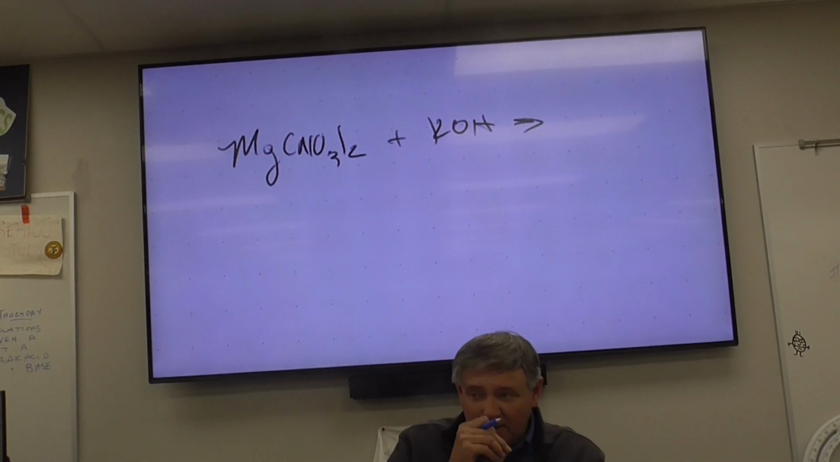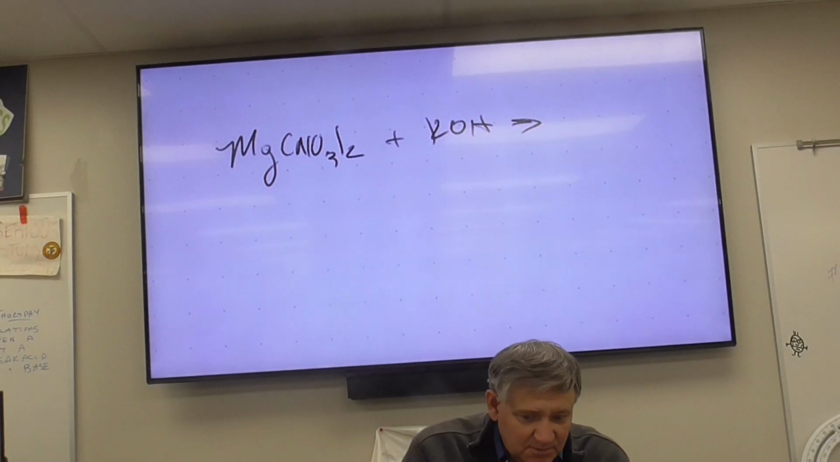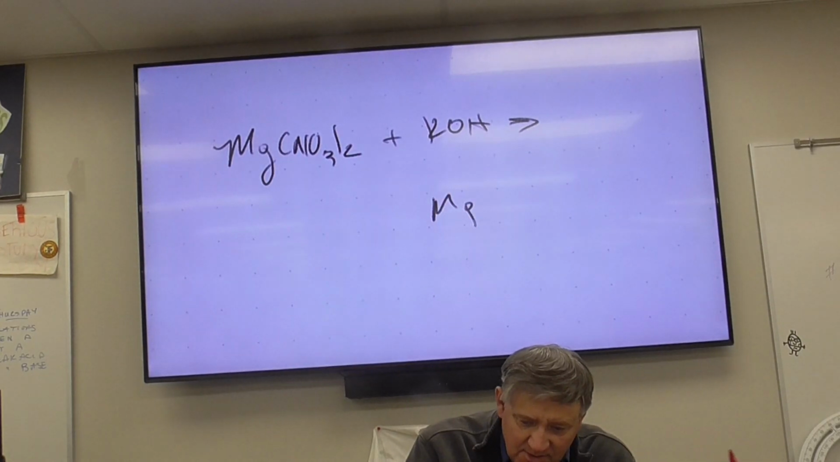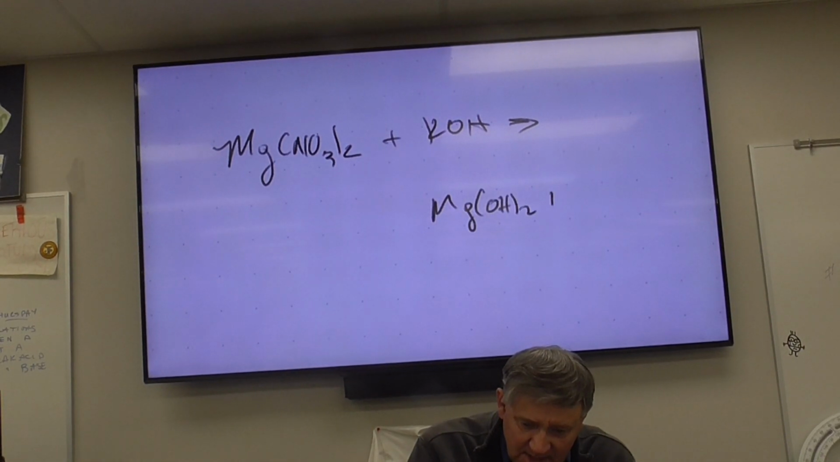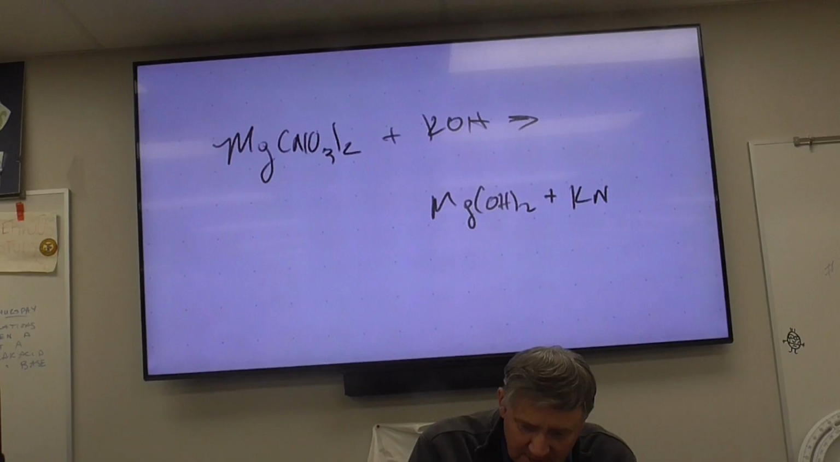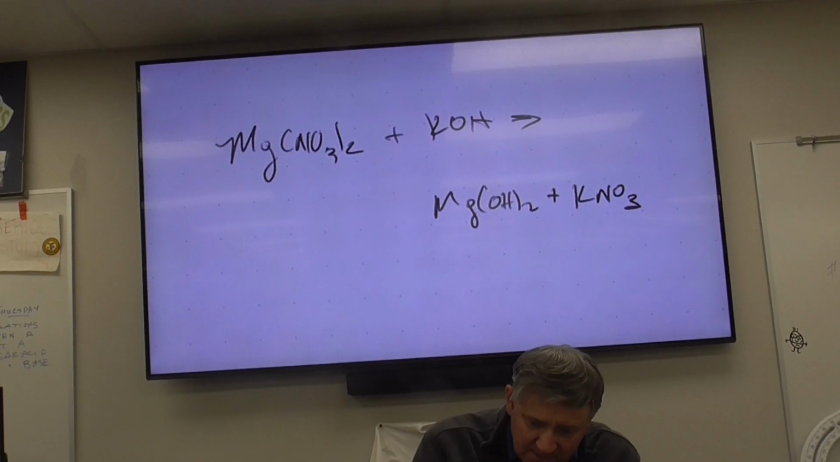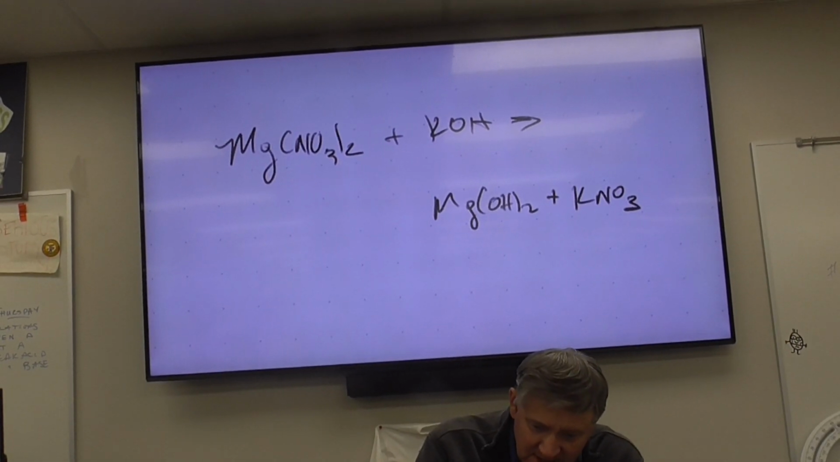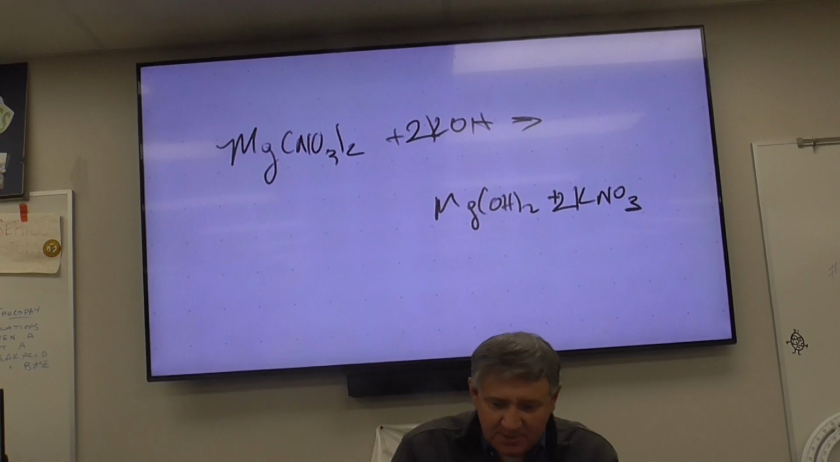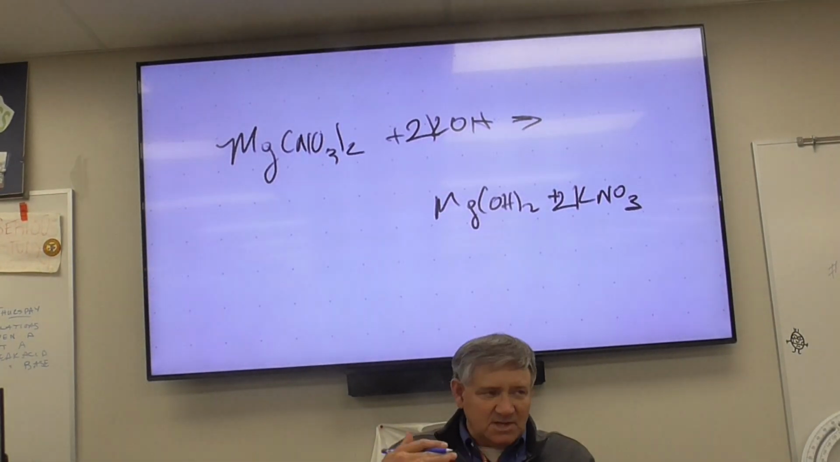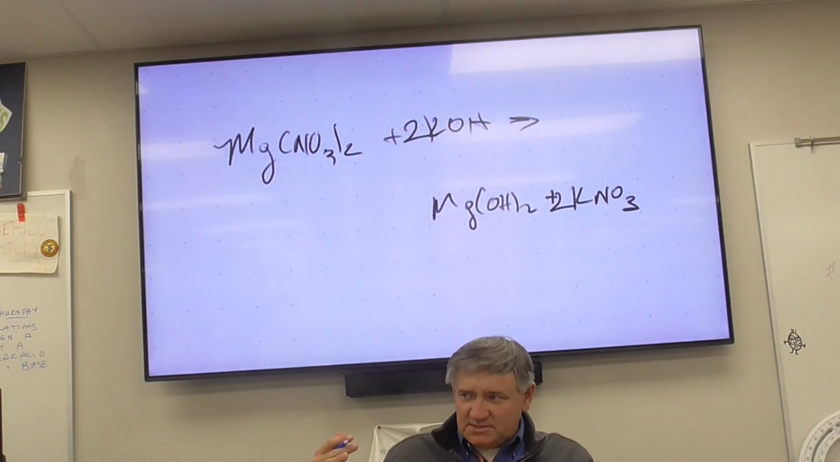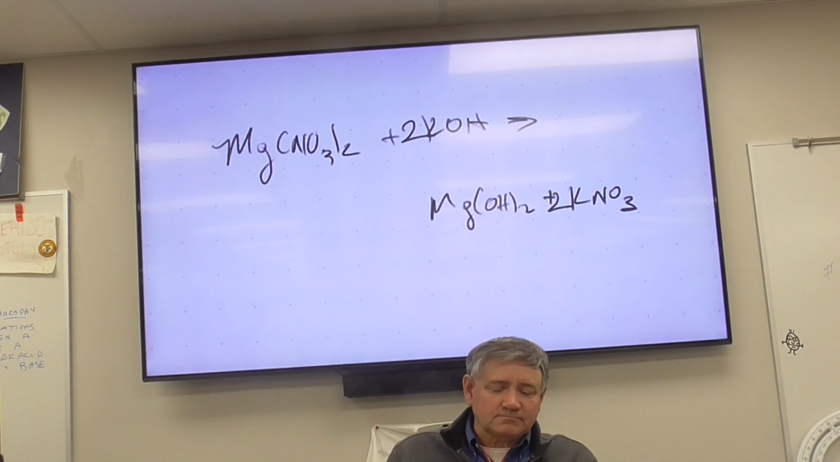And the Chem 1 version of this is that it's a double displacement reaction. You get magnesium hydroxide and potassium nitrate. You balance it. Oh, I need 2 hydroxides. I put a 2 there. I put a 2 there. Boom, it's balanced. There's the Chem 1 version of this double displacement reaction.